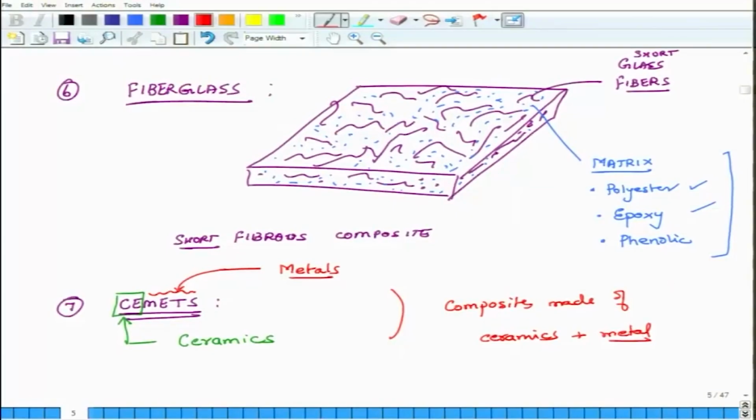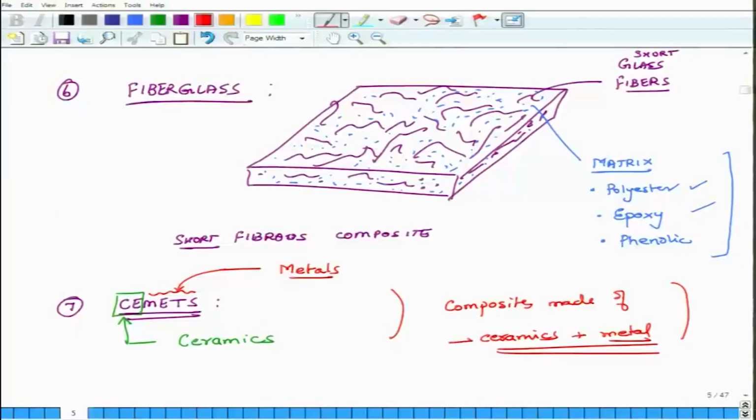And where do we use these? A lot of times we use them in cutters. Suppose I want to cut some very hard material, a lot of times you make cutting tips made of cements. Or some places where you have to withstand very high heat, there also you may use ceramic and metal composites because they can take high temperatures. So, this is another example of an engineered composite.